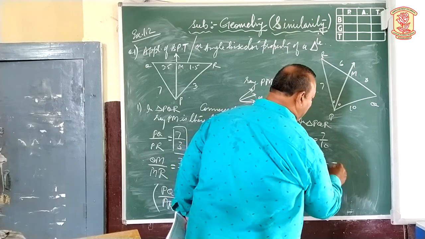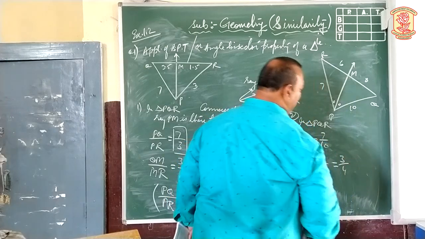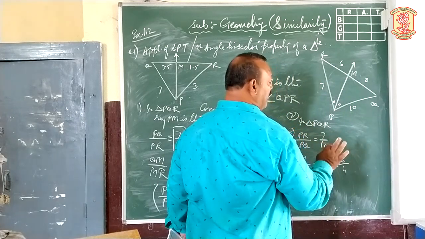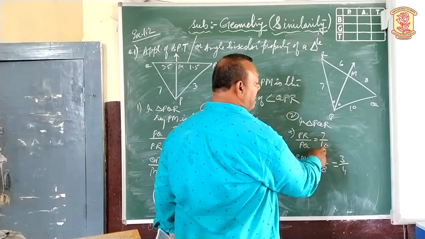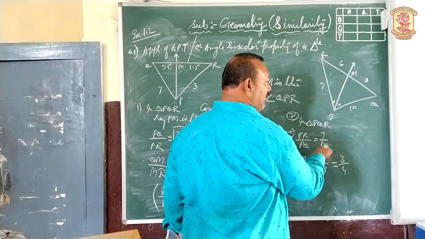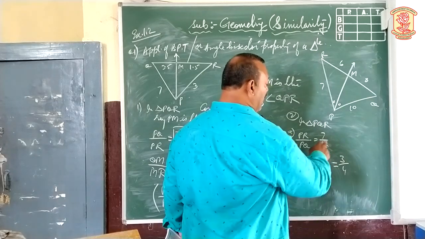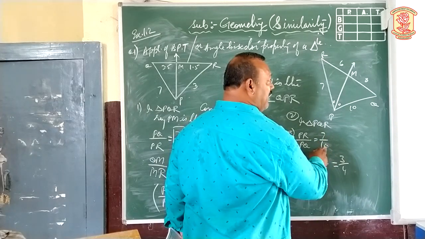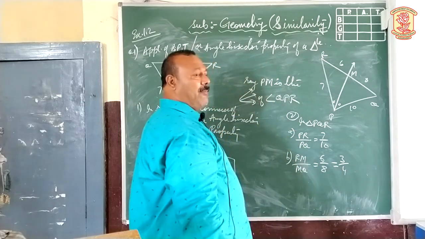This we can bring in the reduced form. 2 3s are 6, 2 4s are 8. And the first ratio is not possible to bring in the reduced form, that is 7 by 10. 7 is divisible by 7 only, but 10 can be divisible by 2 and by 5. Now the ratio comes to be 7 by 10 and here the ratio comes to be 3 upon 4.